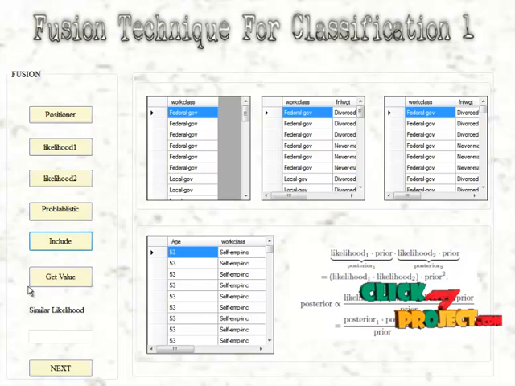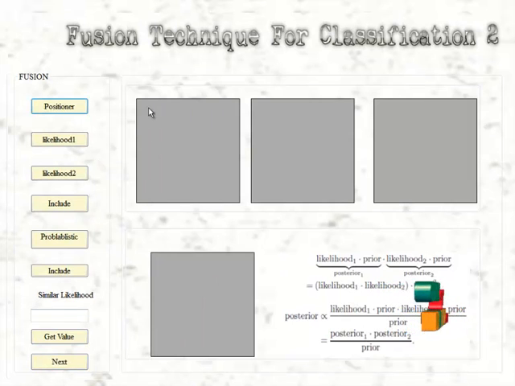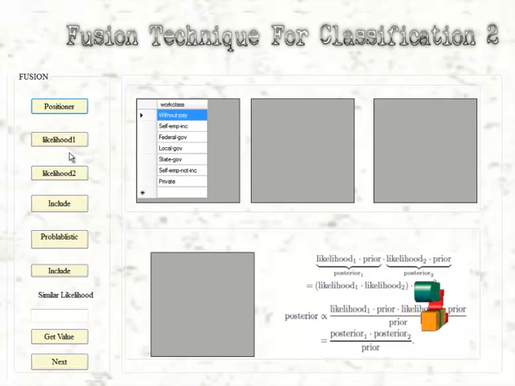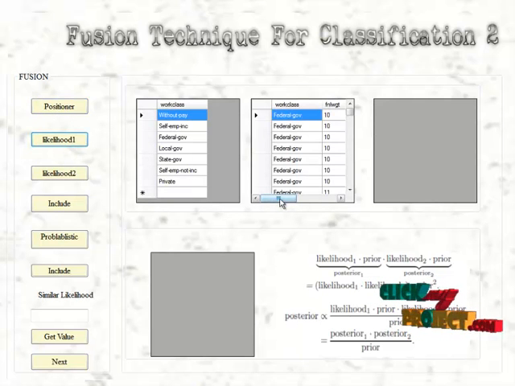Now my process has been completed, and when I click on this get value button, now I have found the similar likelihood of the values of our data set. And when I click on this next button, here I have found the fusion technique for classification 2. For classification 2, the same thing, we are going to find the positional value and the likelihood 1, we are finding the final weight and the age alone.